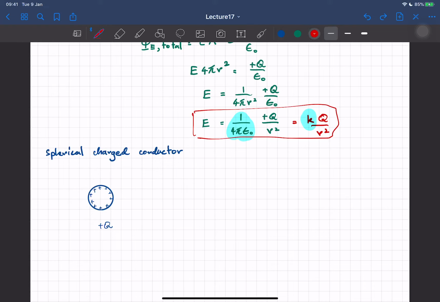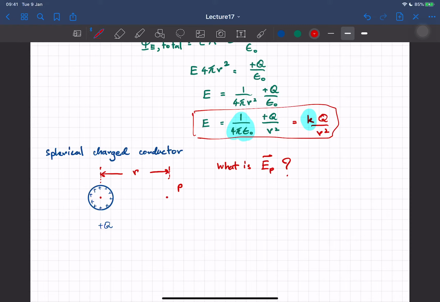And we ask the same question. Let's say we are interested in this point P here, which is a distance r away from the center of this object. What is the electric field at point P, so E_P? What is the electric field at point P?